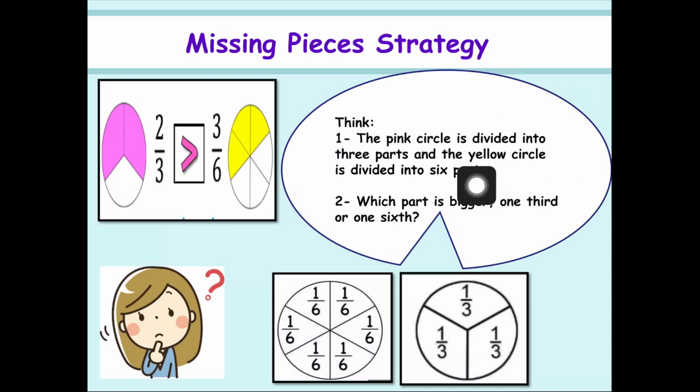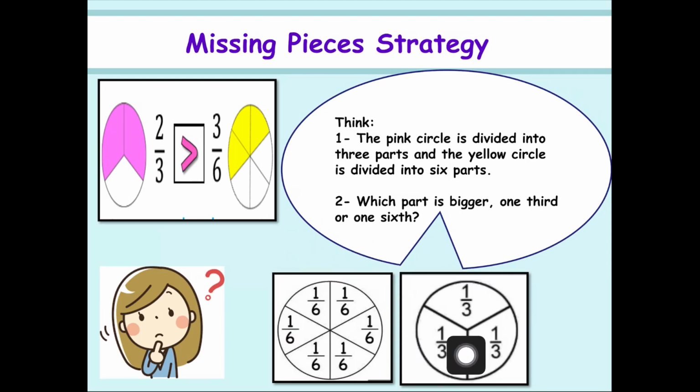All right, we need to think. The pink circle is divided into 3 parts, and the yellow circle is divided into 6 parts. Which part is bigger, 1/3 or 1/6? Remember when we were talking about, do you want a big piece of pizza or a small one? We always want the bigger piece of pizza. So if my pizza has fewer pieces, it means I'll get a big one. If my pizza has more, smaller pieces, it means I'll get a small one.